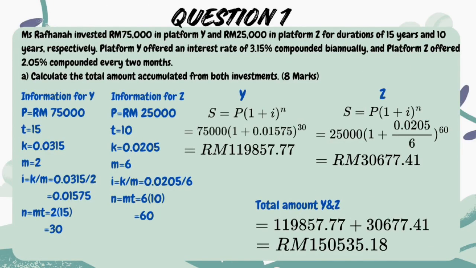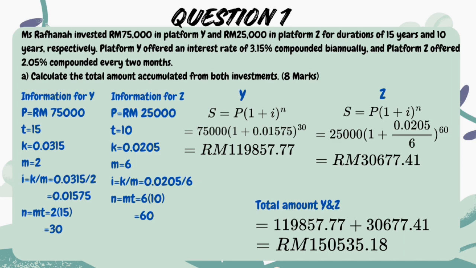Question 1. Ms. Rafhana invested 75,000 ringgit in platform Y and 25,000 ringgit in platform Z for a duration of 15 years and 10 years respectively. Platform Y offered an interest rate of 3.15% compounded annually, and platform Z offered 2.05% compounded every 2 months. A. Calculate the total amount accumulated from both investments.